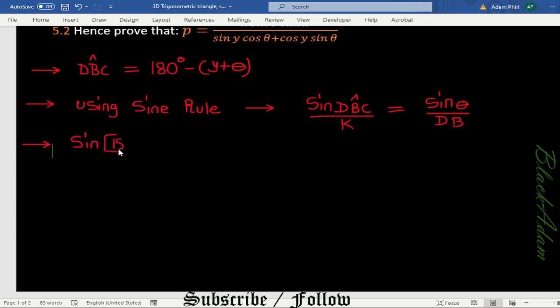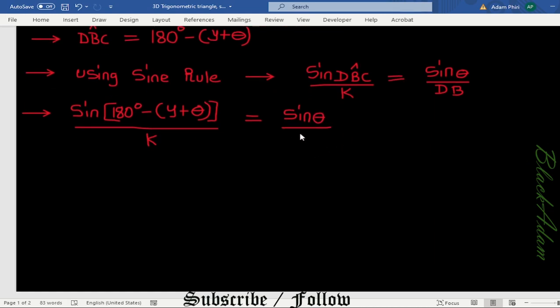So it's going to be sine of 180 degrees minus bracket Y plus this angle there, so Y plus theta. Alright, then over K, and that will be equivalent to sine theta over dB.